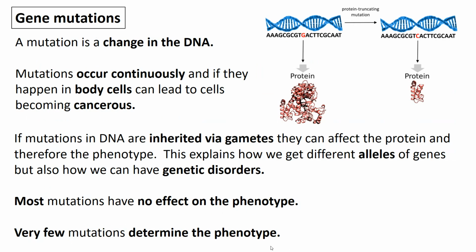However, if mutations in DNA happen in a gamete or are inherited via the gametes, they can affect the protein and therefore the phenotype of the offspring. And this is really how we get different alleles. They can also explain why and how we inherit genetic disorders. We need to bear in mind, though, that most mutations have no effect on the phenotype. They just alter the gene slightly. It doesn't really affect the protein, and even if it did, it wouldn't affect the characteristic you see. Only very few mutations determine the phenotype, and then they will lead us, over time, to introducing different alleles into a population.